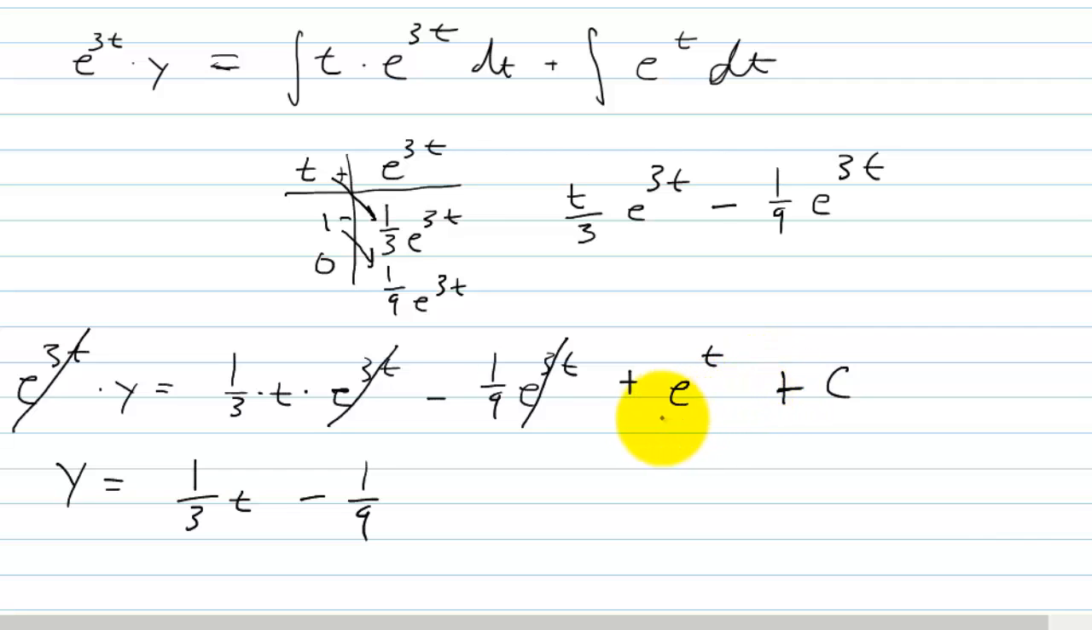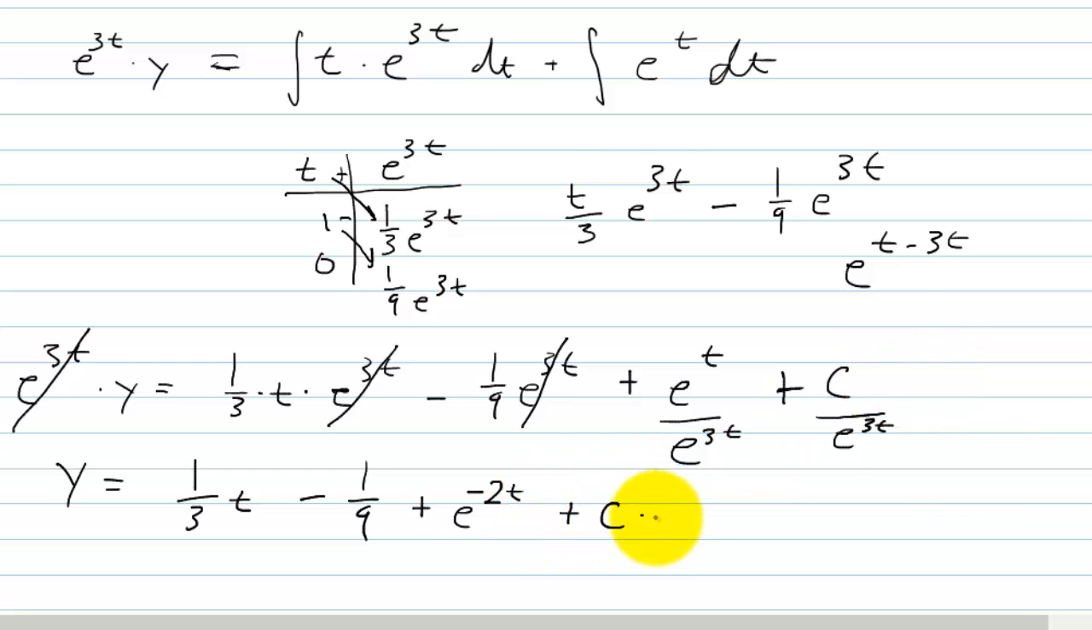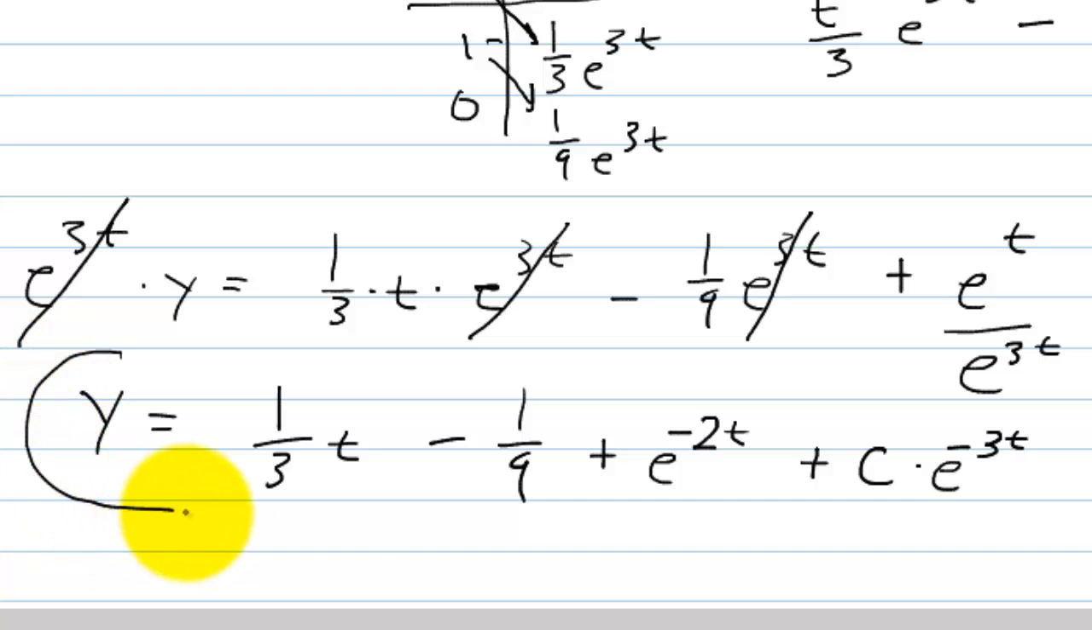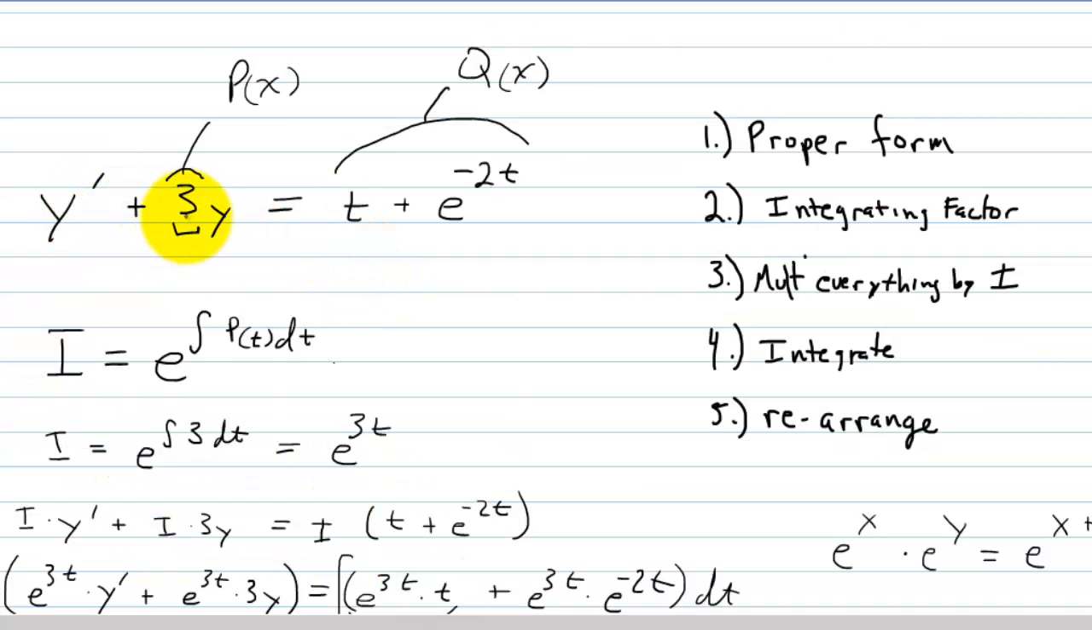Now when you divide e to the t by e to the 3t, that can be rewritten as e to the t minus 3t. So that's going to be plus e to the negative 2t. Here, again, you're dividing c by e to the 3t. So that's going to end up with plus c times e to the negative 3t. And that's actually how you solve this problem. So that's the general solution to y prime plus 3y is equal to t plus e to the negative 2t.